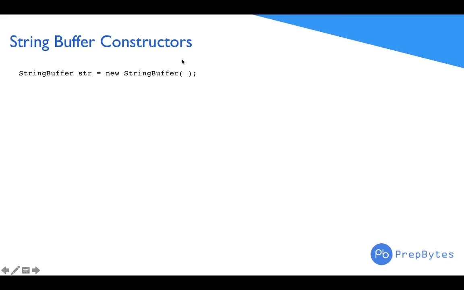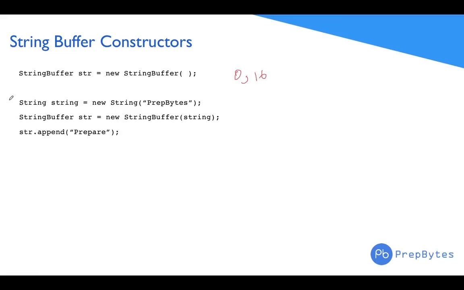So this we have already seen. This creates a string with length 0 and capacity 16. Now in this case, we are trying to create a StringBuffer object using a string. So we have created a string object which is obviously immutable, and now using this string, we are creating a mutable object of StringBuffer. When we do this, we get an object with length equivalent to 9 and capacity equivalent to 9 plus 16, which is 25. So whatever length is there, that is allocated, plus 16 is the capacity. So 16 extra space is provided.